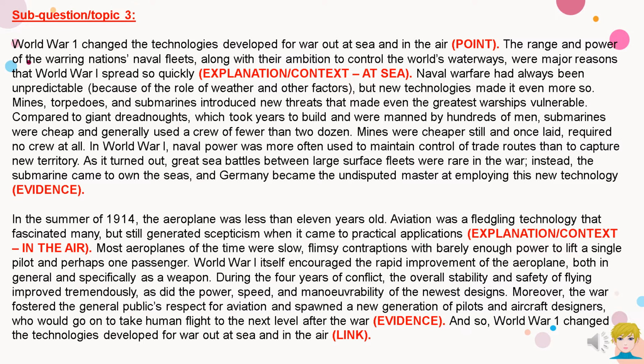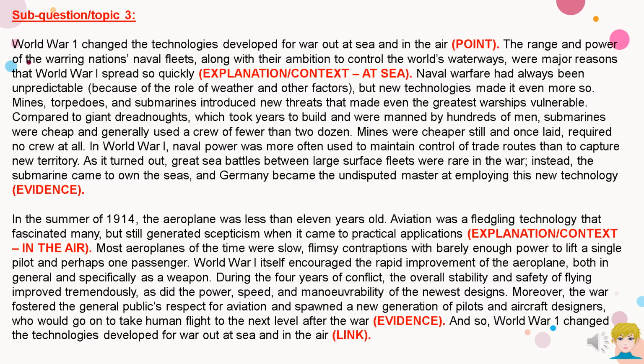The range and power of the warring nations' naval fleets, along with their ambition to control the world's waterways, were major reasons that World War I spread so quickly. I have now provided context. I've given the reader an explanation that we are now discussing at sea. Naval warfare had always been unpredictable because of the role of the weather and other factors. But new technologies made it even more so. Mines, torpedoes, and submarines introduced new threats that made even the greatest warships vulnerable.